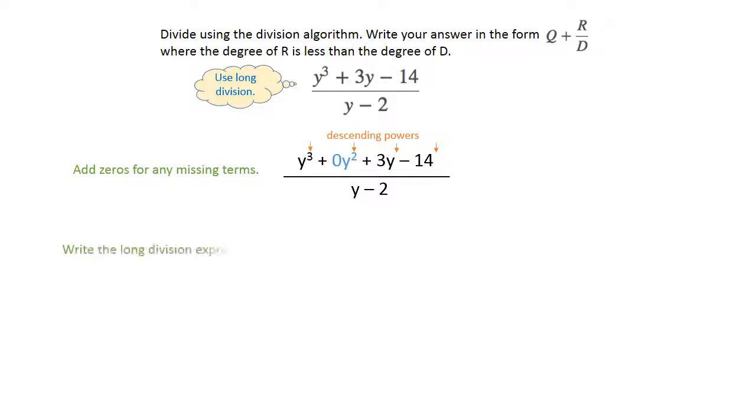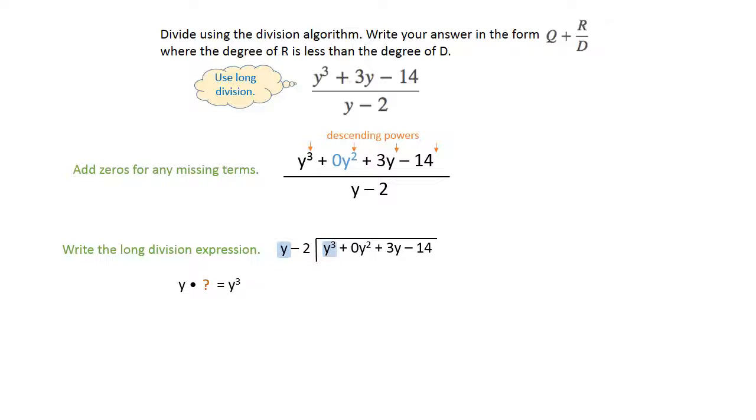Now we're going to write the long division expression. The y minus 2 goes outside the box, and the new numerator with our 0 is going to go underneath the box or in the house. The next thing we're going to do is take a look at just the first term in the divisor and the first term in the dividend. So y and y cubed, that's all we're looking at. Everything else will work itself out.